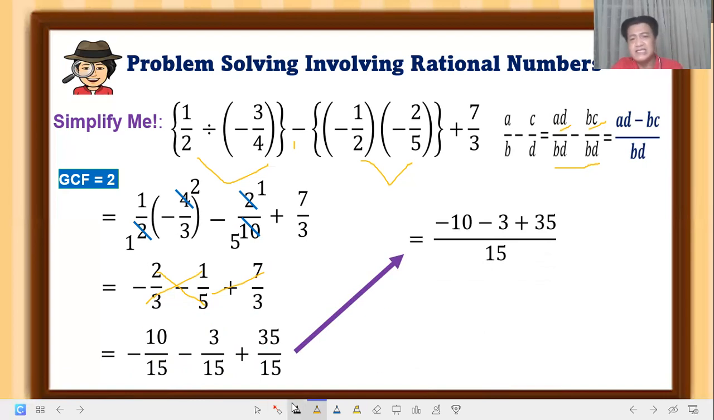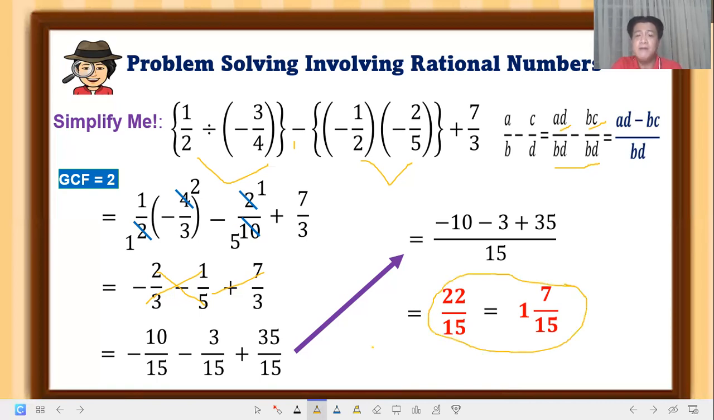Okay, simplify natin yung nasa numerator. That is equal to 22 over 15. Okay, and this is now the final answer. Or ang equivalent nito is 1 and 7 over 15. Parehas lang ito. Nakasimplify kasi ito sa improper, tapos ito ay mixed number. Okay, so with that, I hope you learned something.